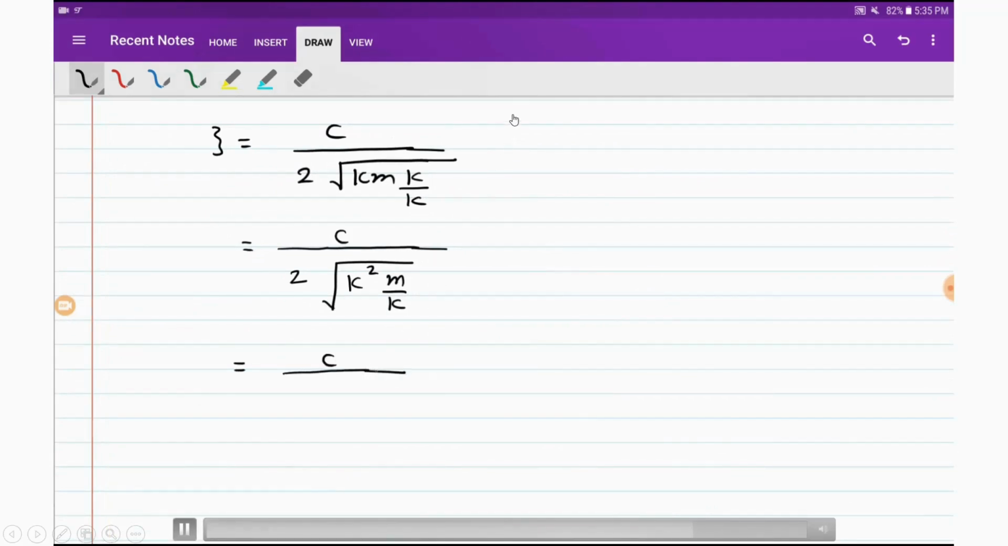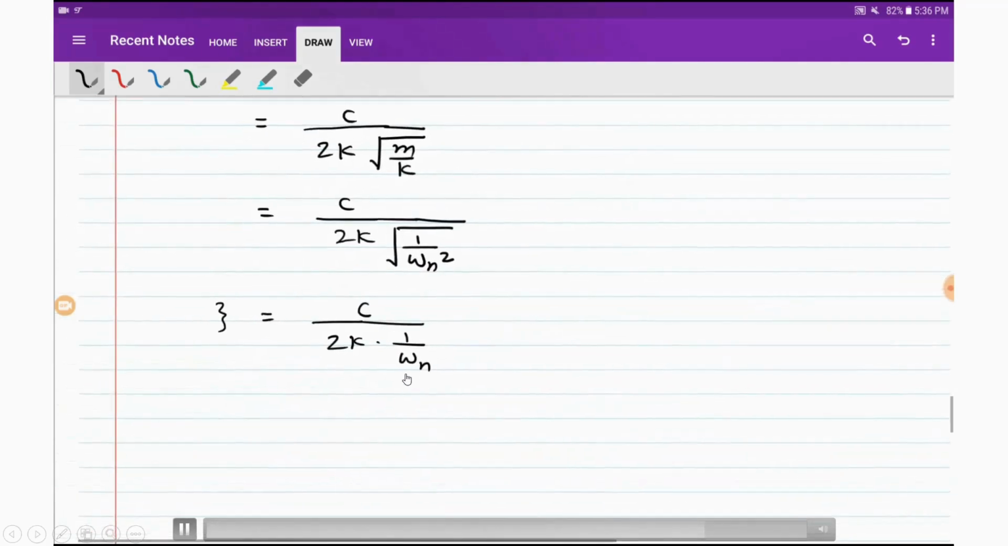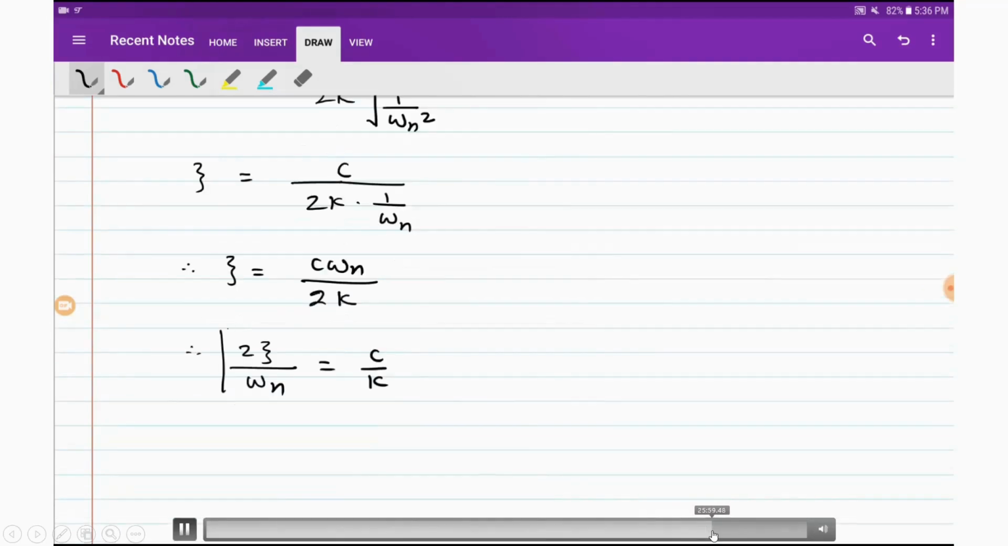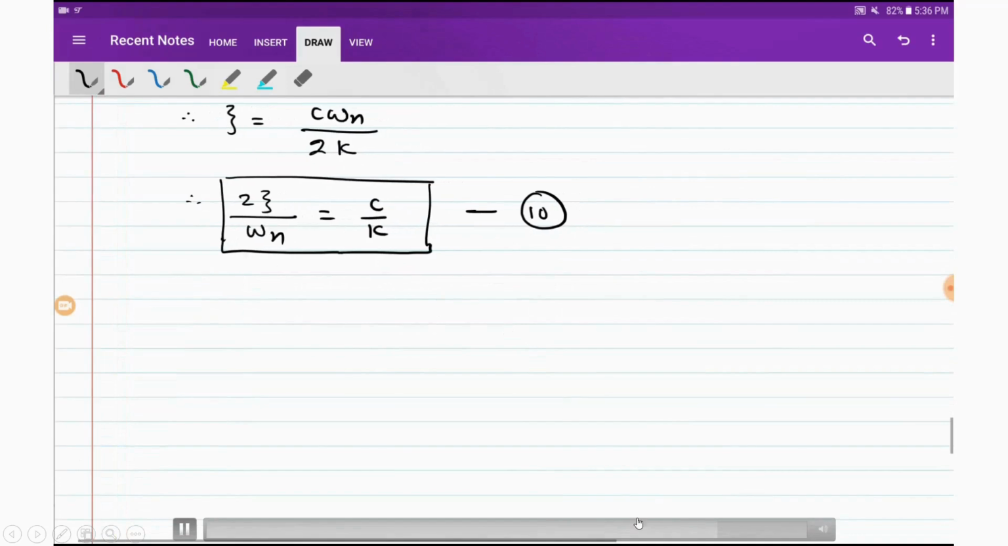So our previous equation, that is the ninth equation, is: take the square root of k square. If you take it outside, the square root of k square is k, and the square root of m upon k, as we have just seen, is 1 upon omega n square, and its square root is 1 upon omega n. So we have to find this value, c upon k. So c upon k will be equal to 2 zeta divided by omega n. So we now have the value of c upon k also, and that is our equation 10, and that value is 2 zeta upon omega n.